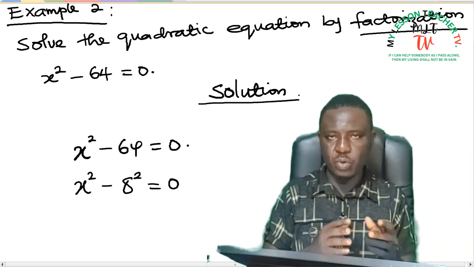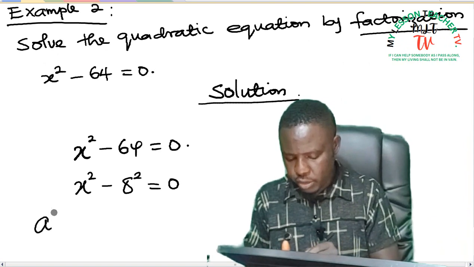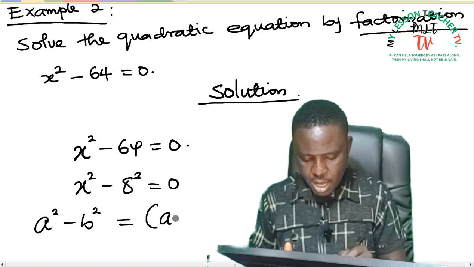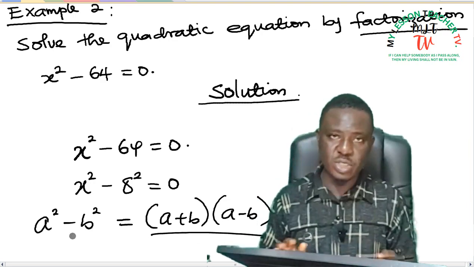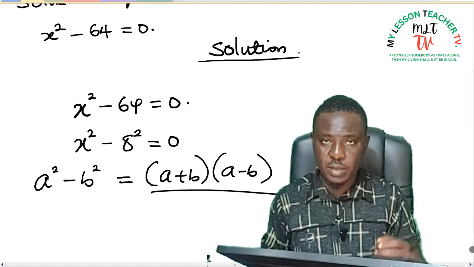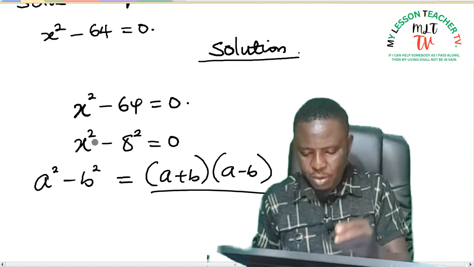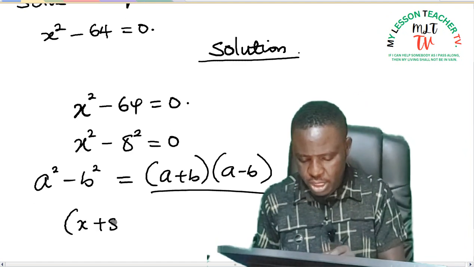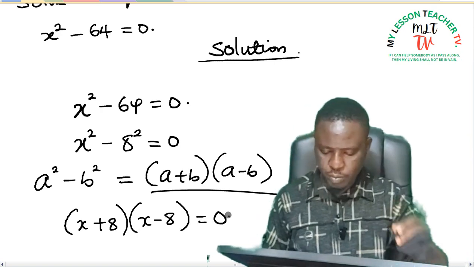In a binomial expression, we are made to understand that a squared minus b squared can be simplified to be bracket a plus b into bracket a minus b, for when you expand this, it gives you this. You can go back to our previous lessons on quadratic equation in SS1 and you will see this. So therefore, x squared minus 8 squared can be expressed as bracket x plus 8 into bracket x minus 8 is equal to 0.